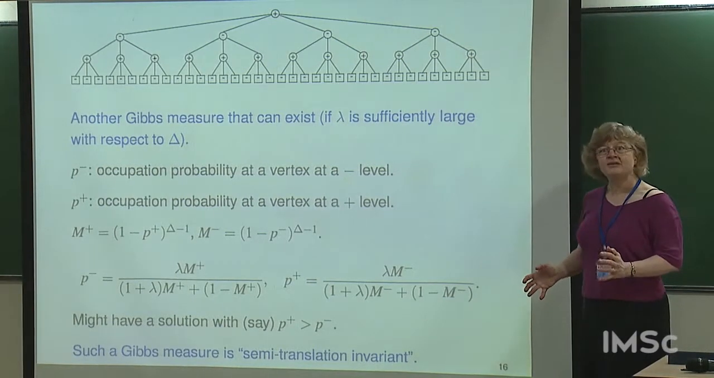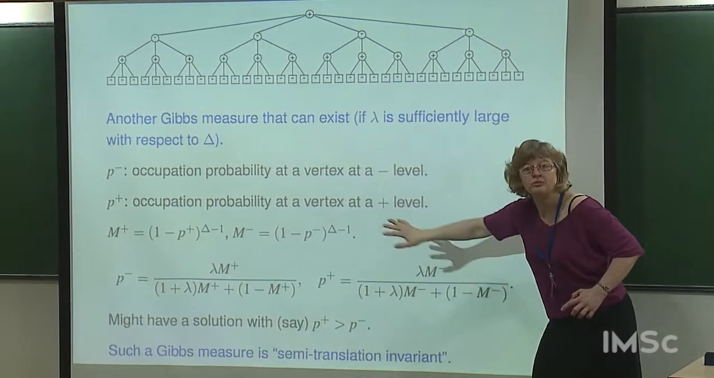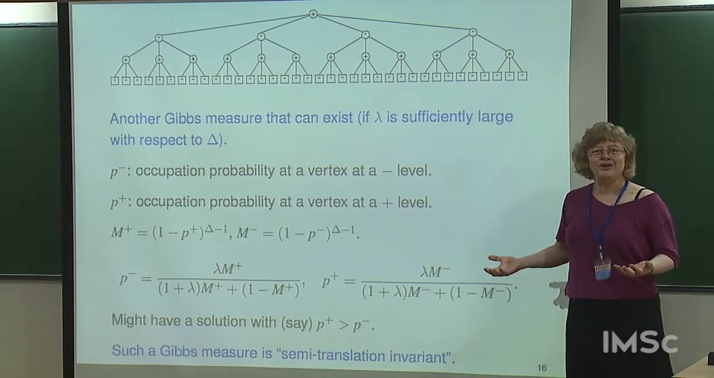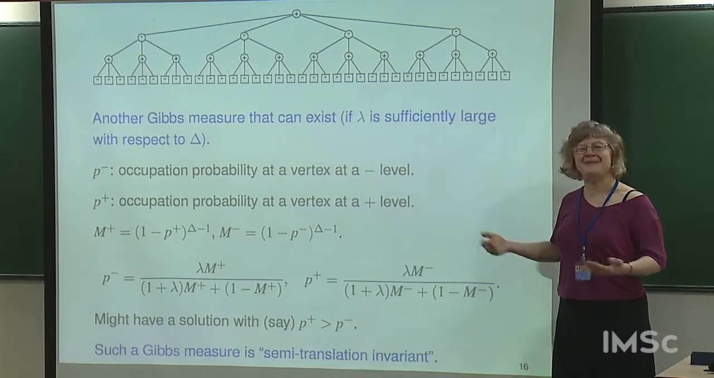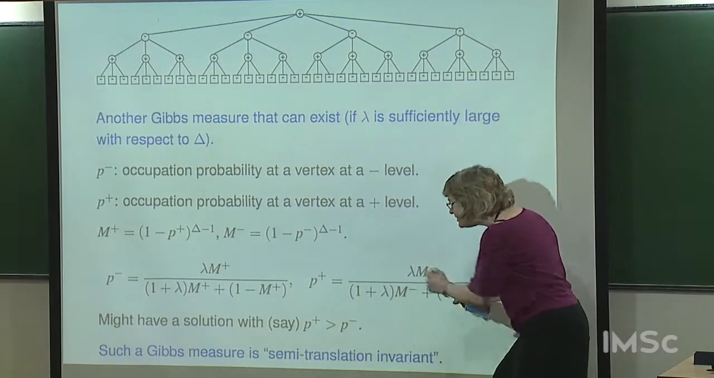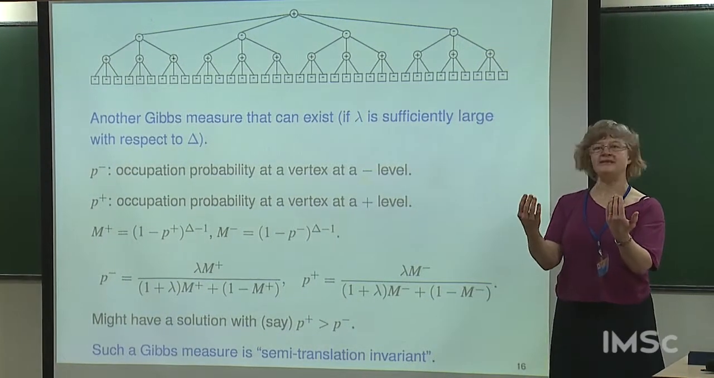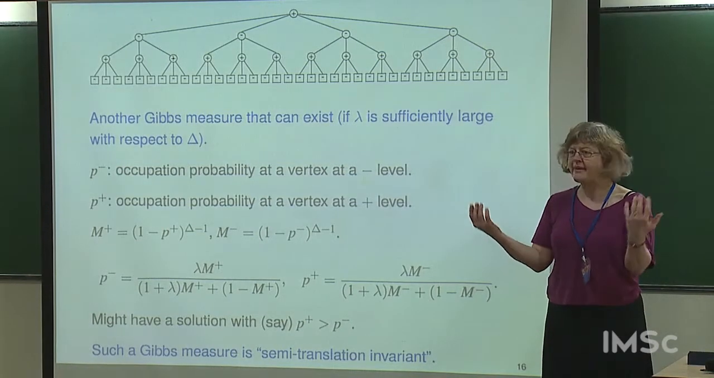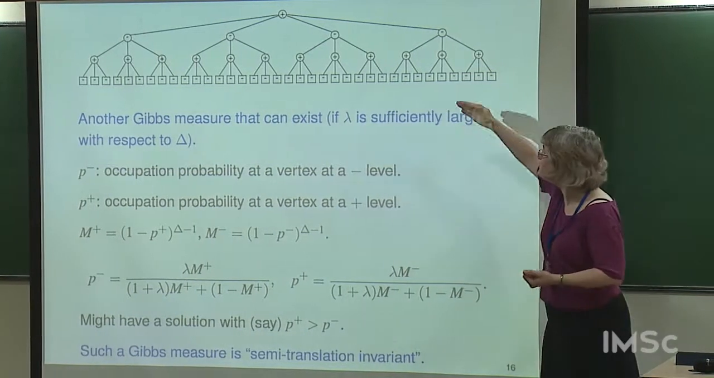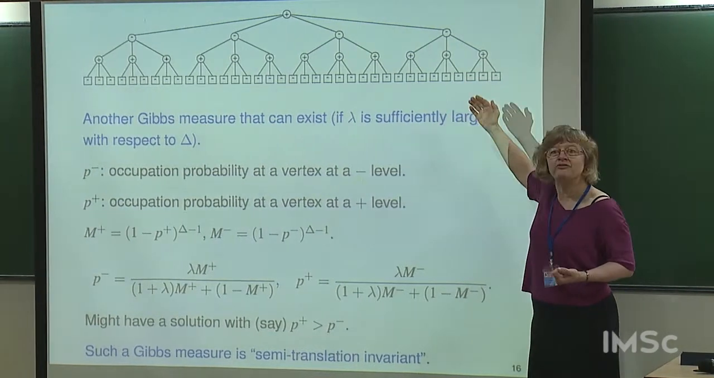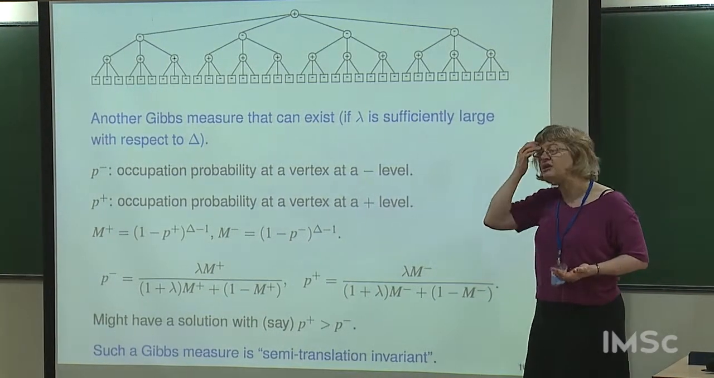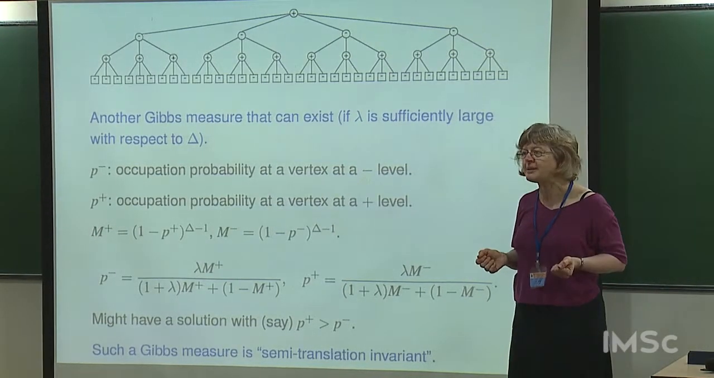But the point is that instead of having one equation, I've got two mutual equations. And if you solve them together, well, one solution you could get is the old one. P minus is P plus, so why did you give me all these equations? But another thing that could happen is that you could get a solution where P plus and P minus are different. Right? Maybe P plus is bigger. And that's called a semi-translation invariant Gibbs measure because all even level vertices are the same. Whether it exists or not depends on lambda and delta, and we're about to see more detail about that.